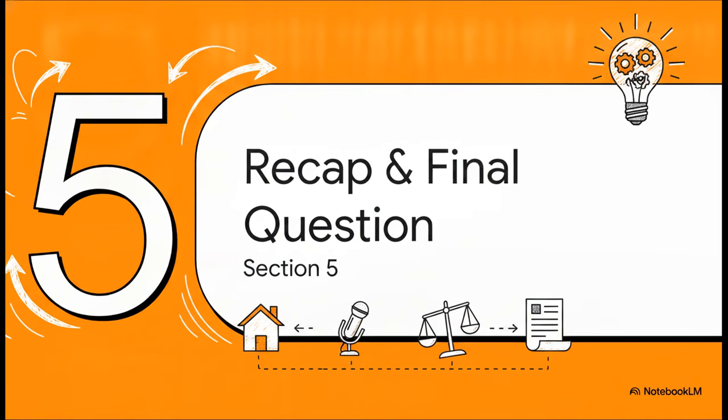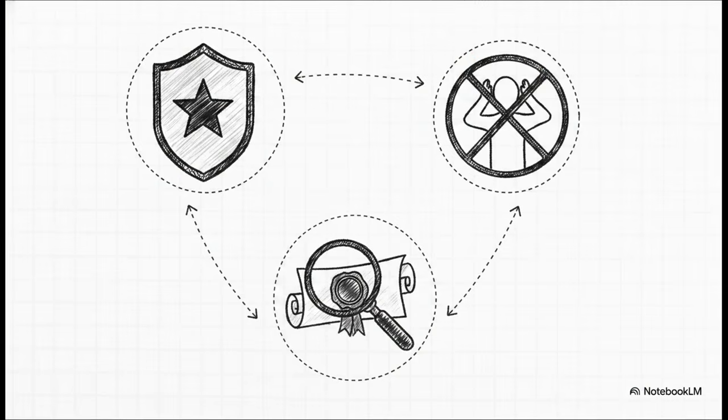Let's bring it all home. Section 5, Recap, and Final Question. Let's recap what we've learned today from our sources. First, the Bill of Rights protects specific vital freedoms, like your right to peaceably assemble or your right to be free from excessive fines. Second, our core claim holds up.